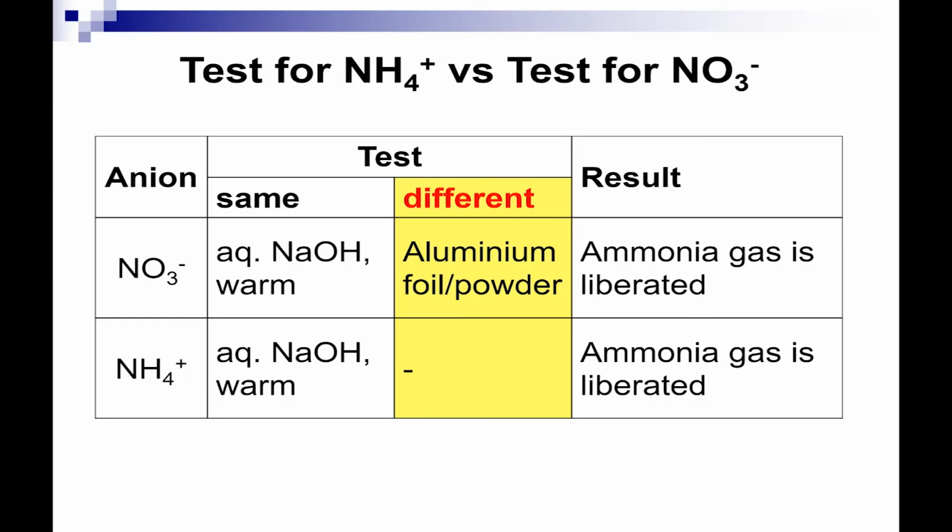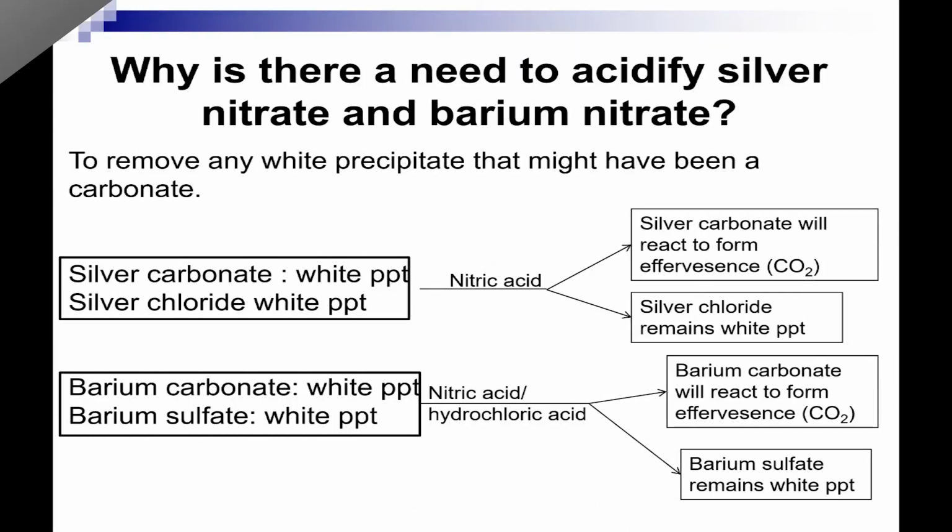As you can see, this slide summarizes the comparison between the test for ammonium ion and the nitrate ion. Let's go back to why there is a need to add acid to silver nitrate and barium nitrate or barium chloride when testing for chloride and sulfates respectively. This is to confirm that the white precipitate formed is silver chloride or barium sulfate respectively.